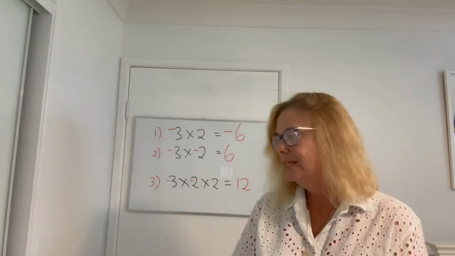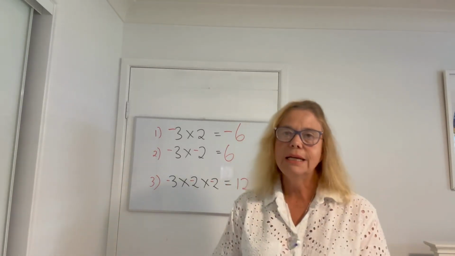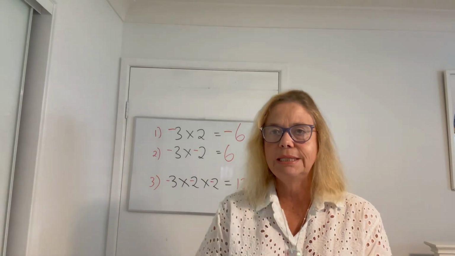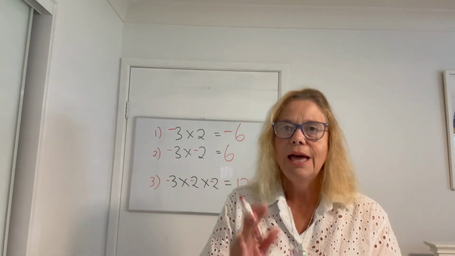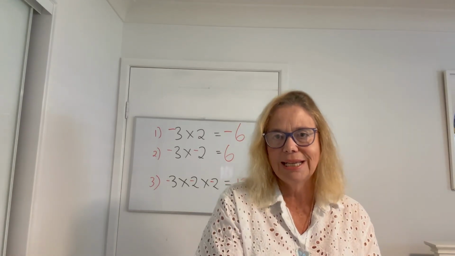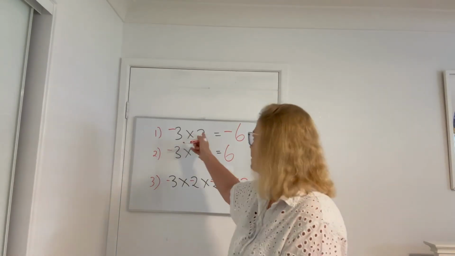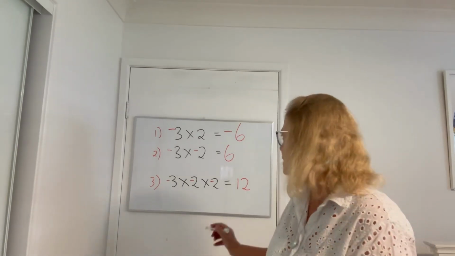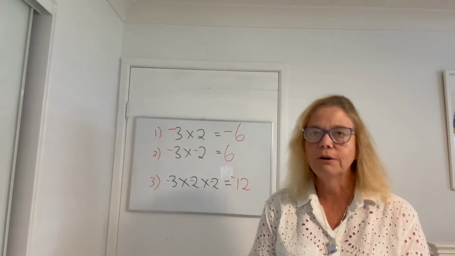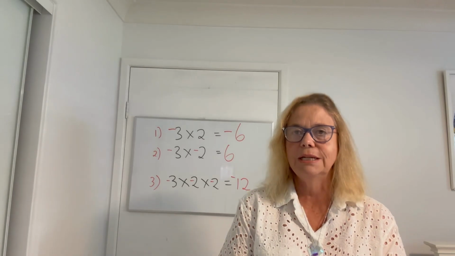Let's make 3 negatives. A negative times a negative, we've already said, is a positive. A negative times a negative is a positive, and then a positive, changing the direction again, a positive times a negative, same as up here, is equal to a negative. So the answer here is negative 12. 3 times 2 times 2 is 12, isn't it?